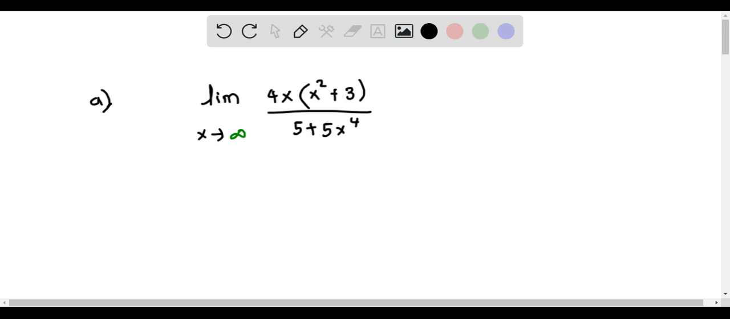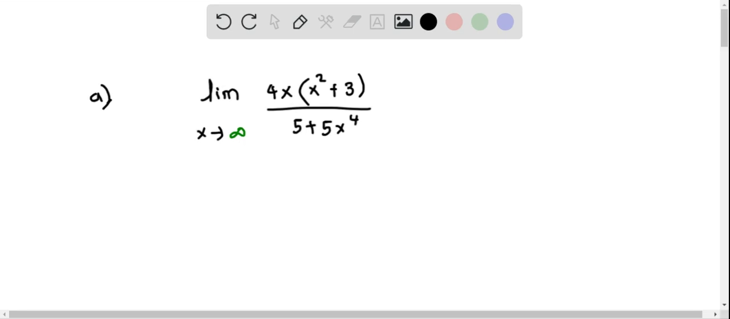Let's do part A. Here we evaluate this limit of 4x times x squared plus 3 divided by 5 plus 5x to the power 4 as x approaches infinity. So first I'm going to factor this x squared from the numerator and x to the power 4 in the denominator. So therefore I can write this limit as the limit as x approaches infinity.